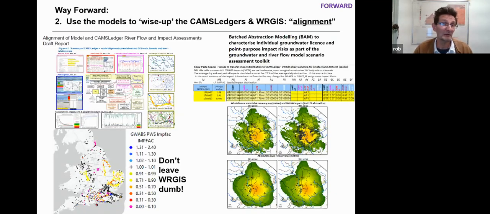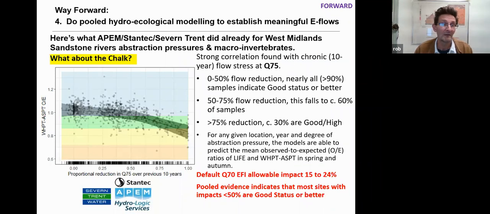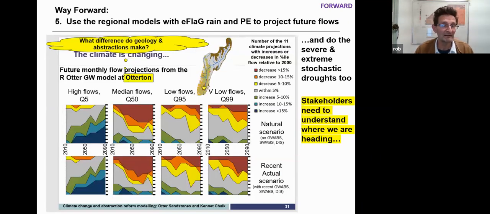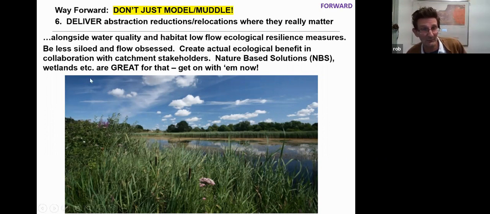We have to engage in this model wising-up process with the tools that the Agency uses for their kind of policy decision making. We certainly have to upload the data from the models into these national packages where they can be made use of for hydroecological flow screening, like this sort of thing. I think we need to do more of that, and we need to use the models to give stakeholders a really good understanding of what's going to happen to flows in their catchment anyway. And finally, I think we have to not just model and muddle. We do actually have to start delivering stuff again in a more holistic way. Nature-based solutions and wetlands and all of that are absolutely great for that, and we should just get on with them now, really.